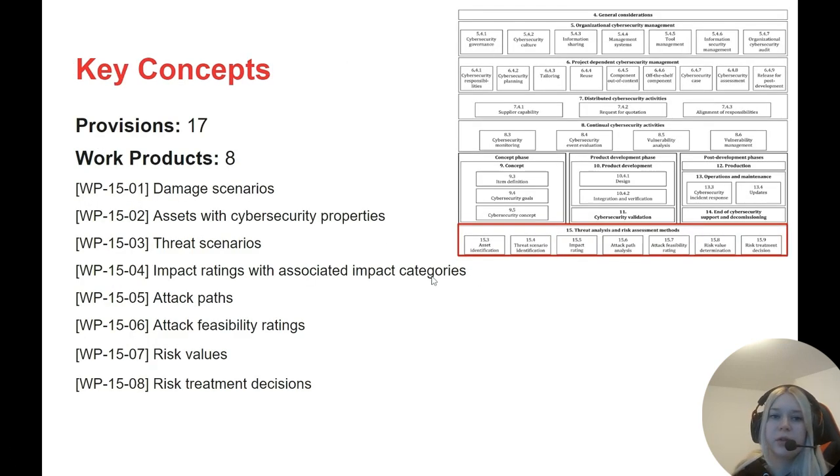Now let's take a look at some of the key concepts here. In Clause 15, all in all, we have 17 provisions. And just as a reminder, provisions are considered to be permissions, recommendations, and requirements. If you take a closer look at this overview, here you will see the previously mentioned activities, which we have 7. But in terms of work products, we have 8 of them, because the first activity, which is asset identification, actually has 2 work products.